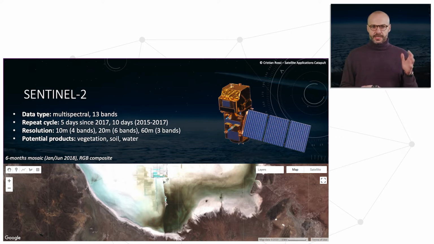Another optical mission, Sentinel-2, again multispectral, 13 bands. In this case, the repeat cycle is shorter, 5 days since 2017, and the resolution is also slightly better with 10 meters over 4 bands, 20 and 60 meters. Potential products, again, are all around vegetation, soil, water, and others. All the applications that I've shown in the lecture about passive remote sensing applications can actually be listed there.